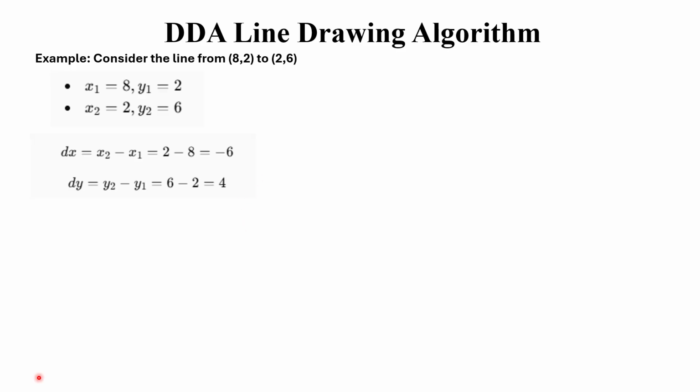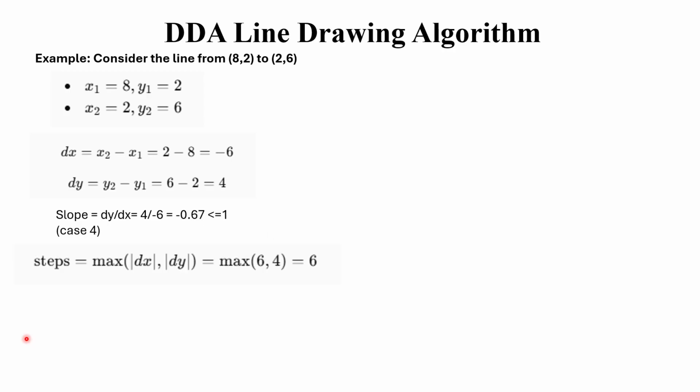So obviously, the slope is going to be negative because slope is del y by del x. 4 by minus 6 is minus 0.67. But here the slope is less than or equal to 1, but negative slope. So we have seen 4 different cases. So this comes under case 4 because we have a negative slope and the line is drawn from right to left. So that is why it falls under case 4.